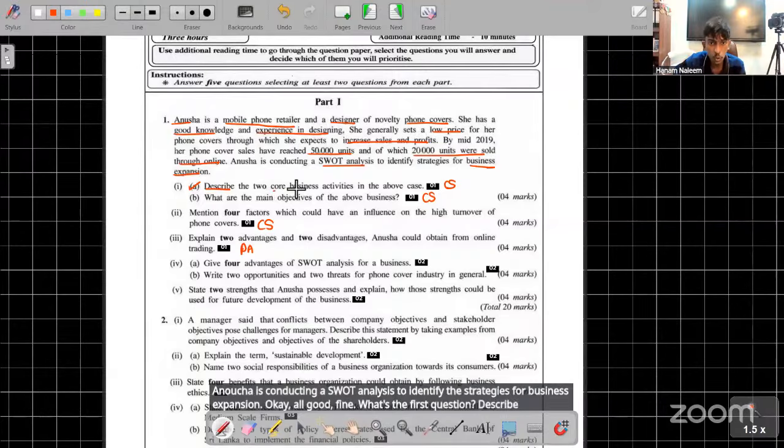Describe the two core business activities in the above case. I can't remember the student's name, but once a student asked me, what does value addition and all fall under?